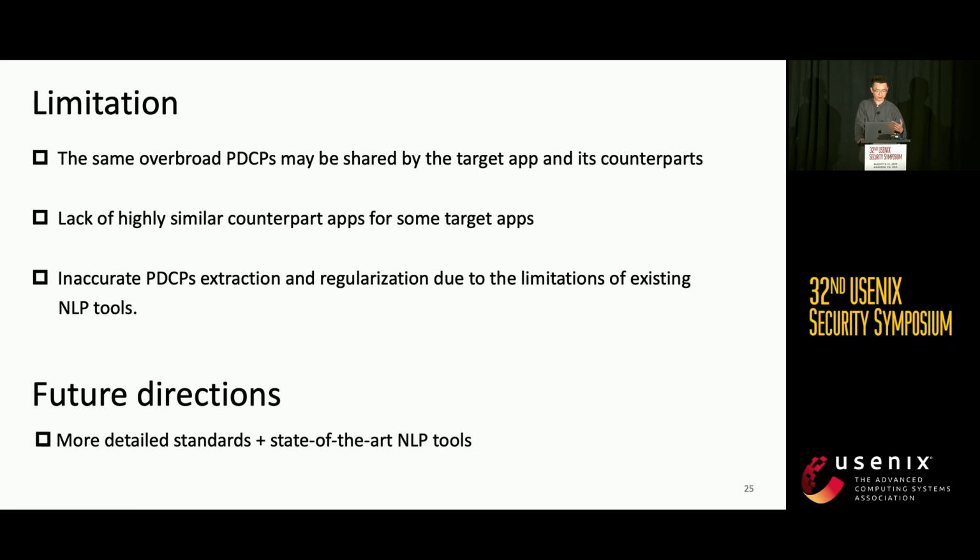So the limitation of POLICYCOMP. The current limitation is in handling the following three scenarios. The first one, if there are the same overbroad PDCPs shared by the target app and its counterparts, then POLICYCOMP may not be able to catch it. And the second, if there is a lack of highly similar counterpart apps for some target apps, then we may not be able to find enough standards.